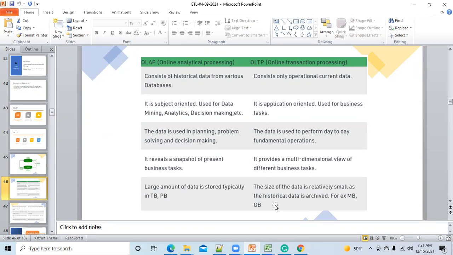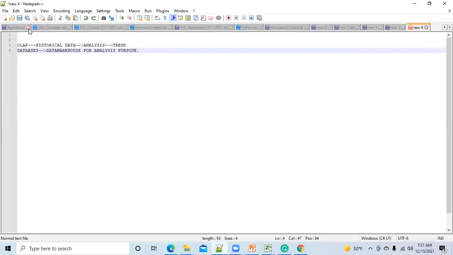But you can ask a question here: we are storing day-to-day data in databases. Suppose we started this database in 2019 and now we are standing in 2021, so we have close to 3 years of data, 2019, 20, and 21. So can I call this database a data warehouse? What do you think?